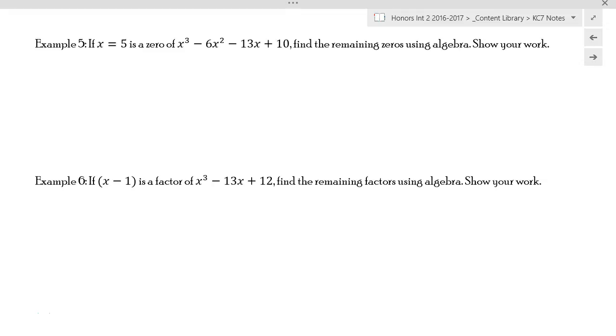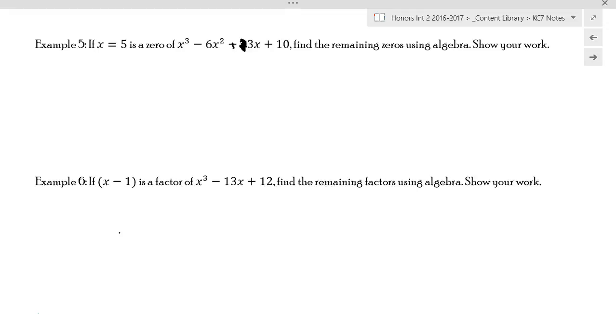So, we are going to be given our polynomial and then one zero or one factor, and we're going to find the remaining factors or the remaining zeros using algebra. The first thing is actually a typo in this problem. It should be x cubed minus 6x squared, and this should be plus just 3, not 13. So just plus 3x, 10.